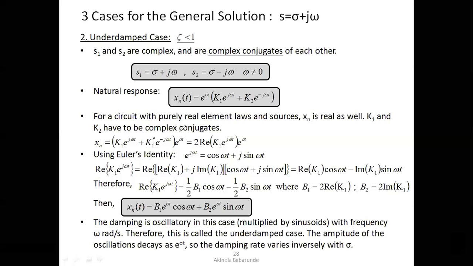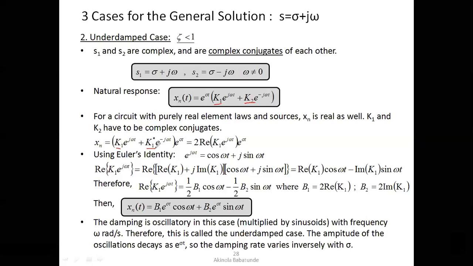K1 and K2 have to be complex conjugates. In that particular case, what you can do is you can say xn equal to k1 exponential jwt plus k1 exponential minus jwt. What are we talking about here? With purely real element laws and sources, xn is real as well. What we are saying here is that we have a situation whereby k1 and k2 are the same. That's what we are talking about. So if we have that kind of situation, let k2 be equal to k1, let them be the same. You can see we have k1 here and we have k1 here.